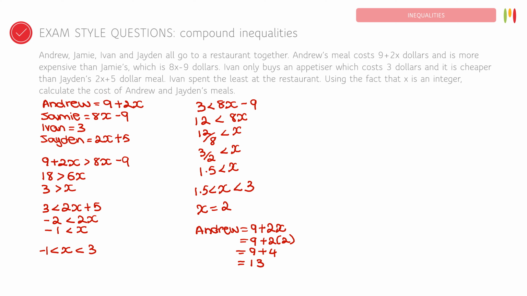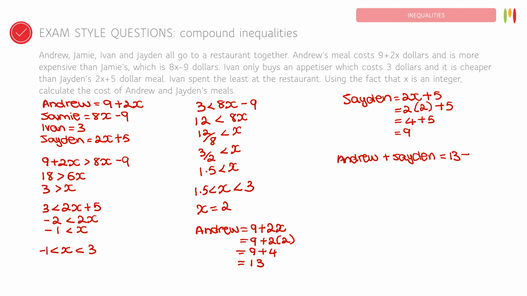Then Jaden spent 2x plus $5. This is equal to 2 times 2 plus 5. This is 4 plus 5, which equals 9. So the cost of Andrew and Jaden's meal is 13 plus 9, which is $21. So $21 is the final answer to this question.